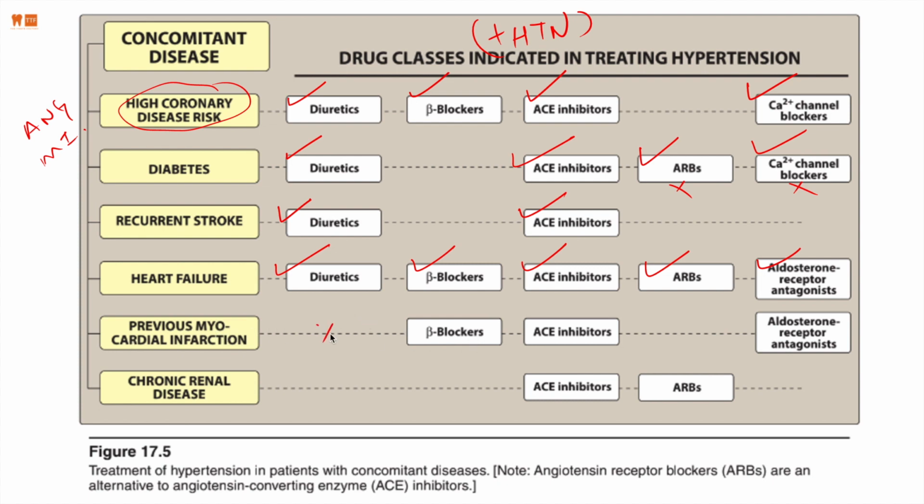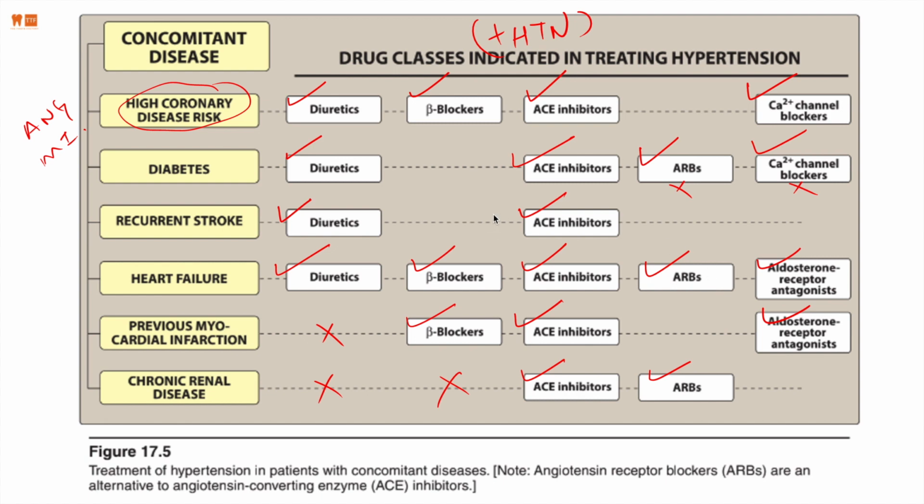In that, we don't give diuretics. We give beta blockers, ACE inhibitors, and aldosterone receptor antagonists. In chronic renal disease, no diuretics. Beta blockers, not needed. ACE inhibitors and ARBs, for sure. So that's how we can decide the treatment modality.